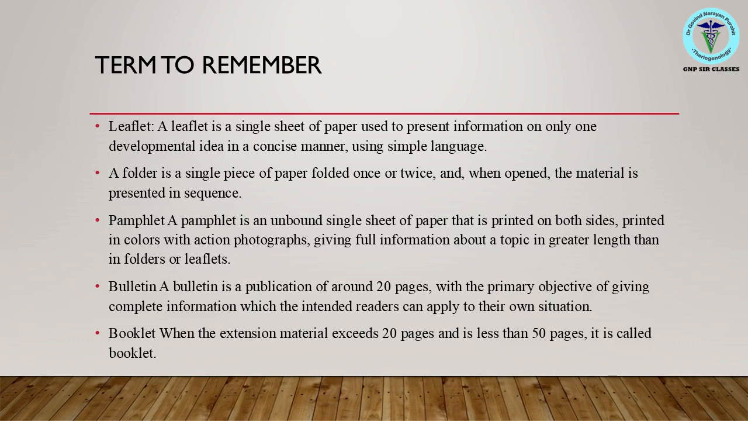Bulletin. A bulletin is a publication of around 20 pages, with the primary objective of giving complete information which the intended readers can apply to their own situation. Booklet. When the extension material exceeds 20 pages and is less than 50 pages, it is called a booklet.